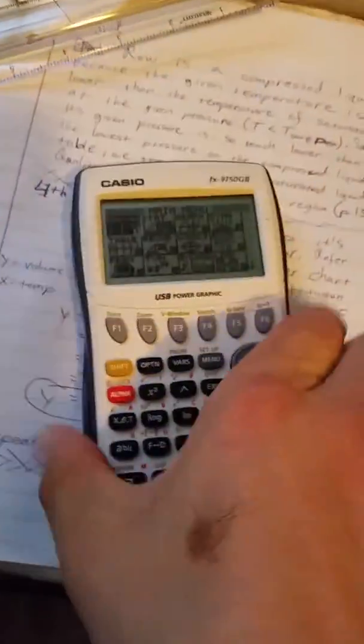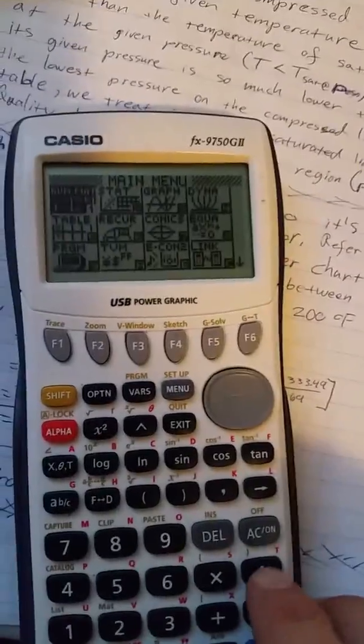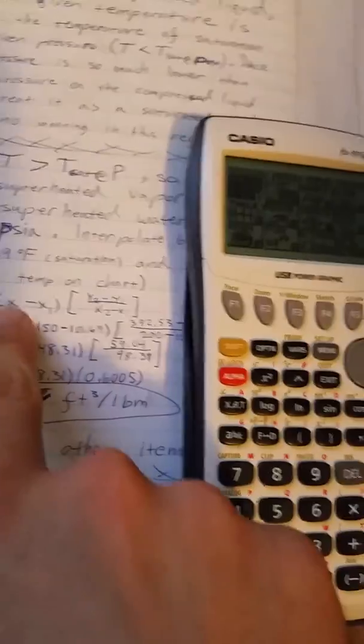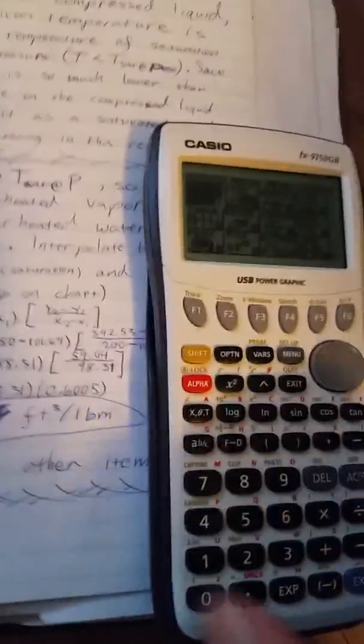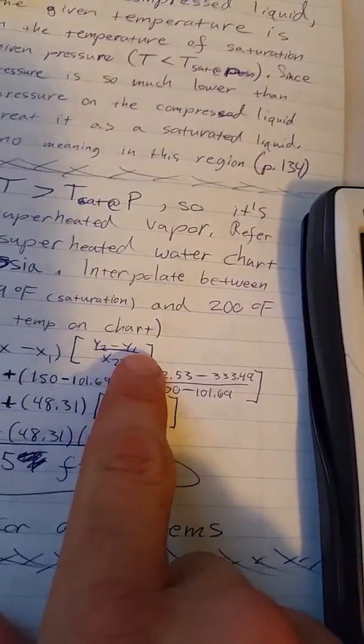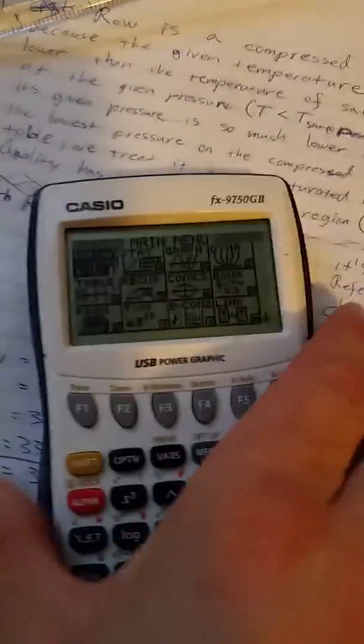If you take your calculator, we know what they've given us: our given x is 150. By looking at the chart, we know our y2 and y1, and we're looking for our y. We can use our calculator to interpolate it.